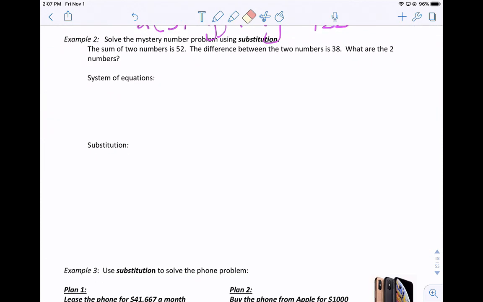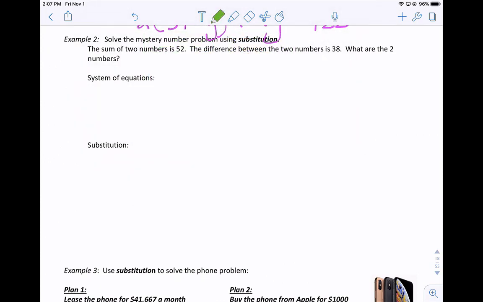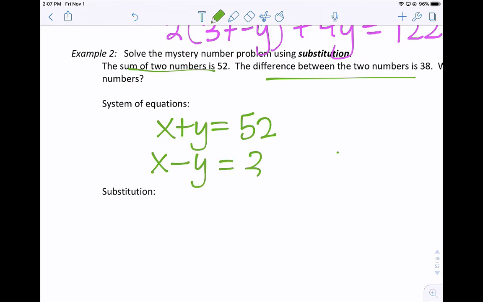Solve the mystery number using substitution. So it says the sum of two numbers is 52, and the difference between the two numbers is 38. What are the two numbers? So let's just say the two numbers are x and y. So our system of equations would look like this. x plus y equals 52. The difference between the two numbers, x minus y, equals 38.